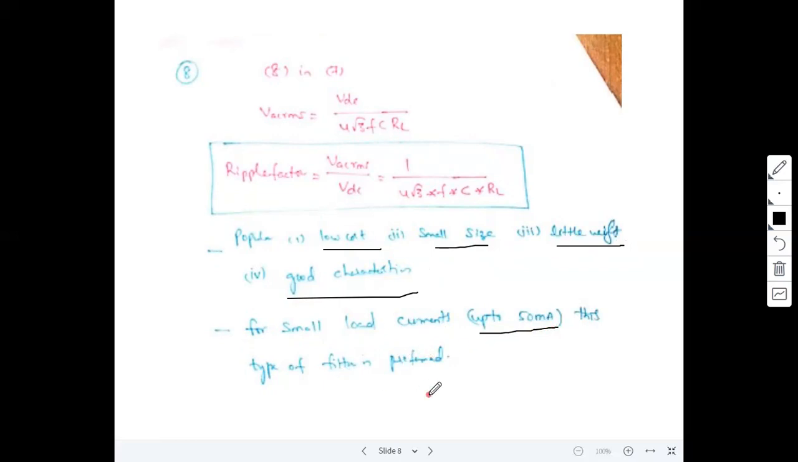This is about the capacitor filter. The capacitor filter ripple factor is equal to 1 by 4 root 3 into F into C into R. Compared to the inductor filter, the capacitor filter has less ripple factor. If you take some typical values, you will get a ripple factor less than the inductor filter ripple factor.